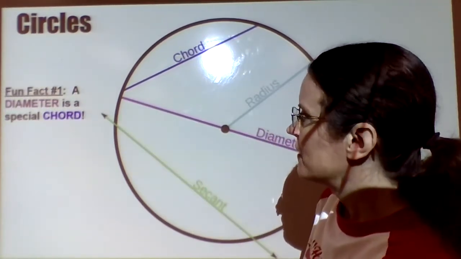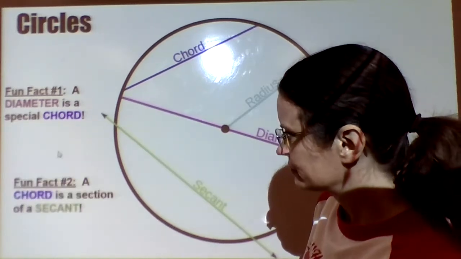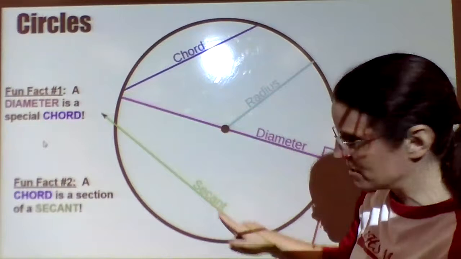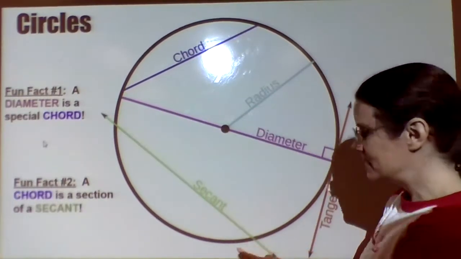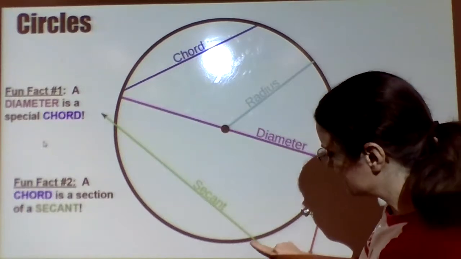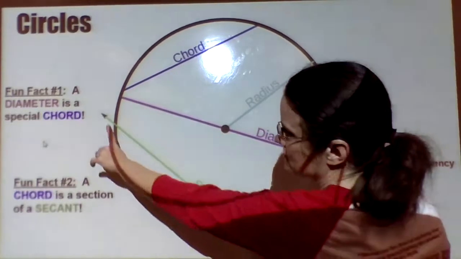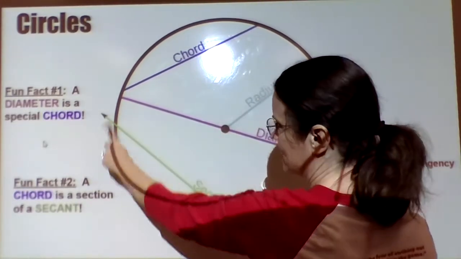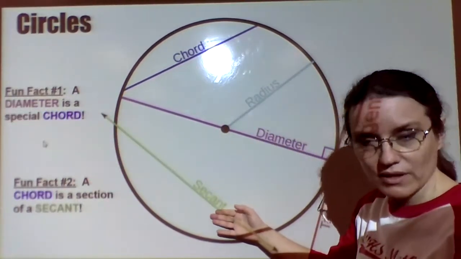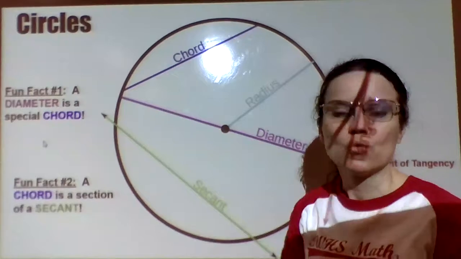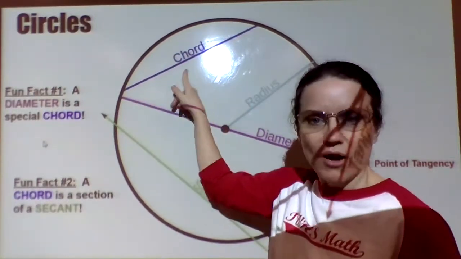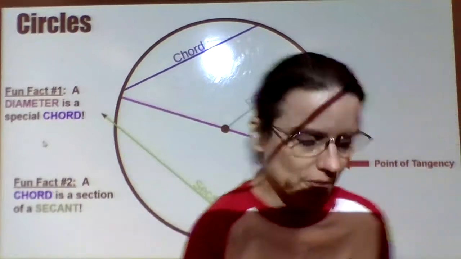Okay? Fun fact number 2. A chord is just a smaller section of a secant. A secant goes outside the circle. A chord is the piece of the secant that ends on the edge of the circle. So if you take a secant and cut off the ends, you have a chord. And so you have to pay attention to what you are discussing. Is this a chord? Am I talking about just the part on the inside, or am I talking about the whole thing?